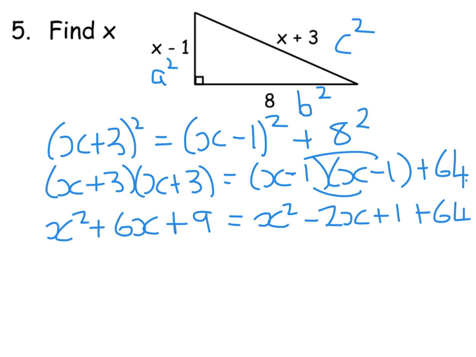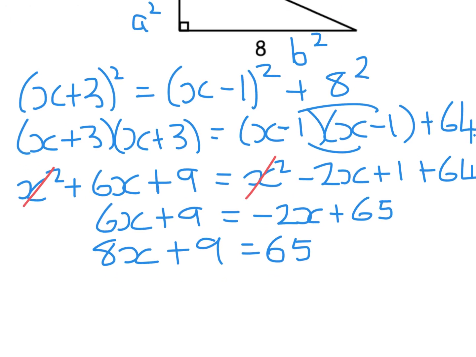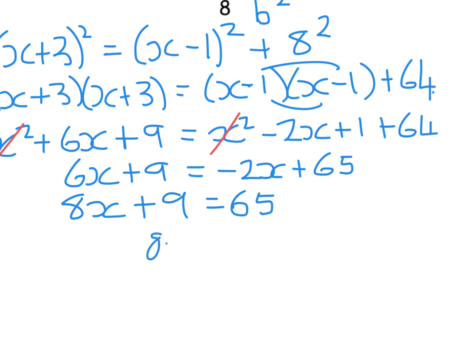Now, if I tidy this up, I can start tidying up here. So I'm going to subtract x squared from this side, which means subtracting x squared from that side. So do you notice that just becomes 0? So the x squareds literally disappear. So they've gone. And I'm left with 6x plus 9 equals negative 2x plus 65. Add 2x to each side. 8x plus 9 equals 65. Subtract 9 from each side. 8x is 56. 56 divided by 8 is 7. So the missing side was 7.